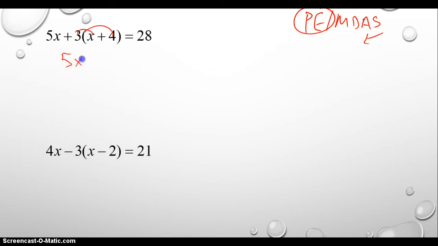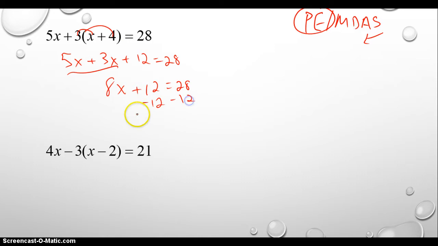So we have 5x plus 3x plus 12 equals 28. Now we go back to step 1, combine like terms. Minus 12, 8x equals 16, divided by 8, x equals 2.